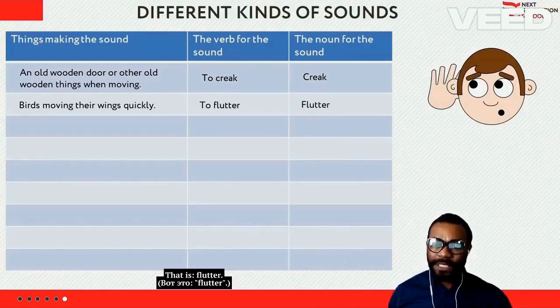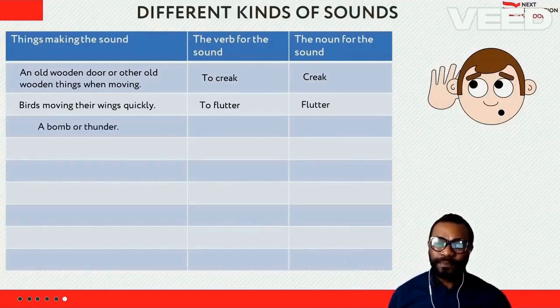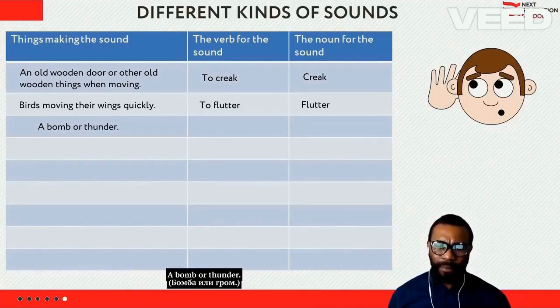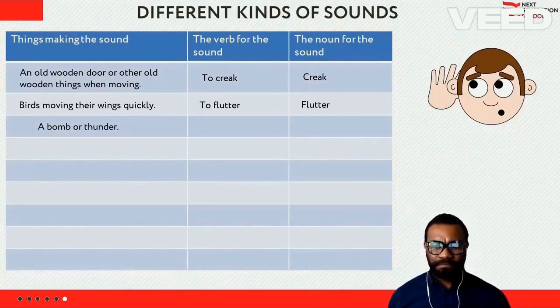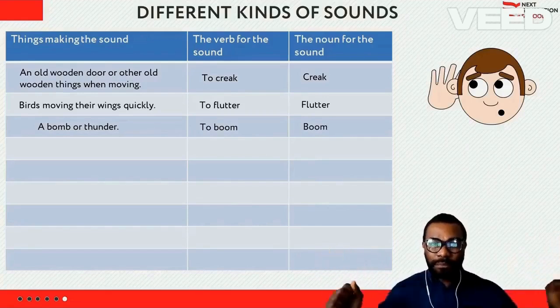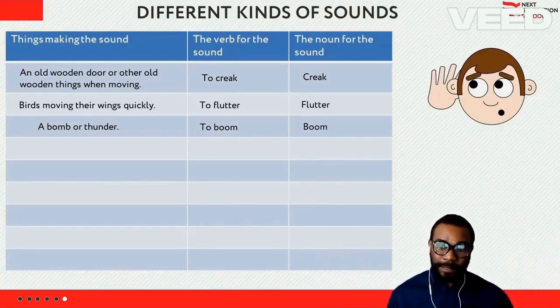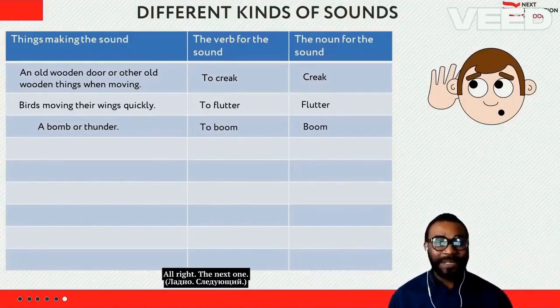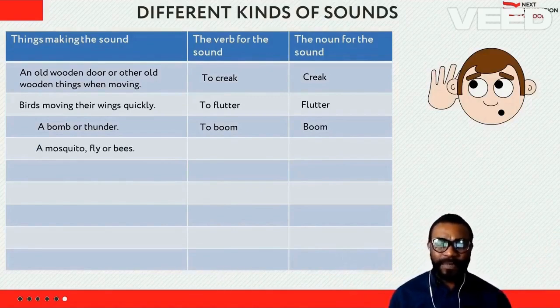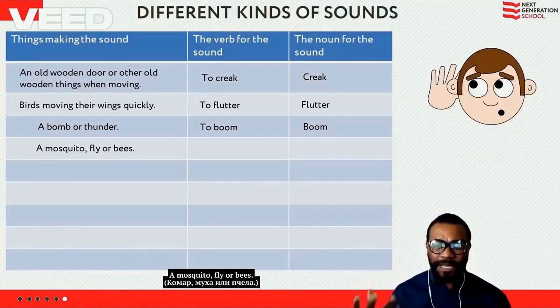That is flutter. The next one, a bomb or thunder. The sound, the verb is to boom. And of course the noun is just boom. So boom. That's not good. All right, the next one, a mosquito, fly or bees.